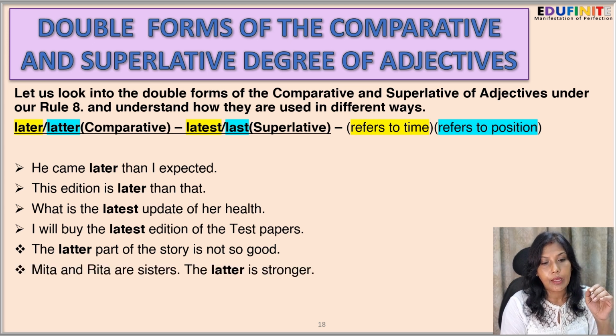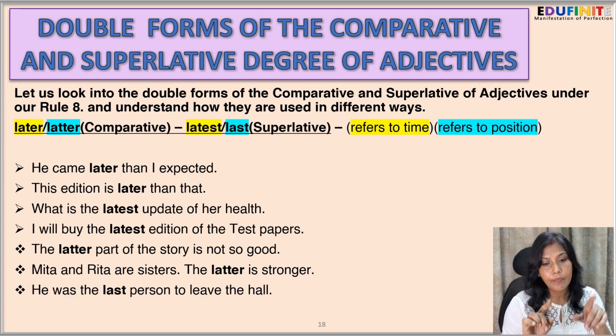Next, Meeta and Rita are sisters. The latter is stronger. Here we are talking about two sisters, Meeta and Rita. Now Rita is the latter one. That means the one whom I have referred last of all. So Rita is latter. She is stronger. So again, we are talking about the position.